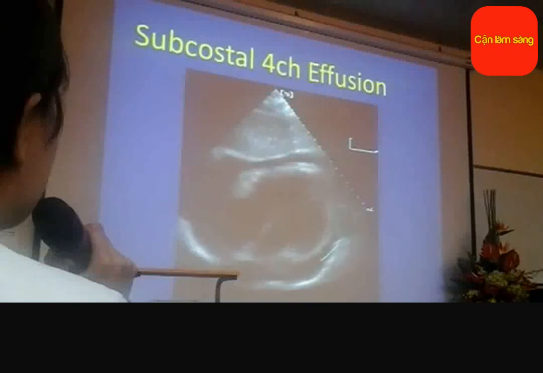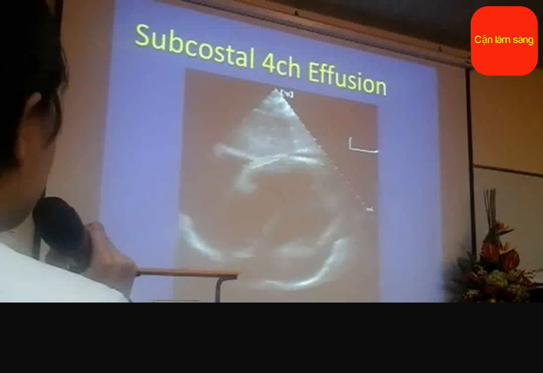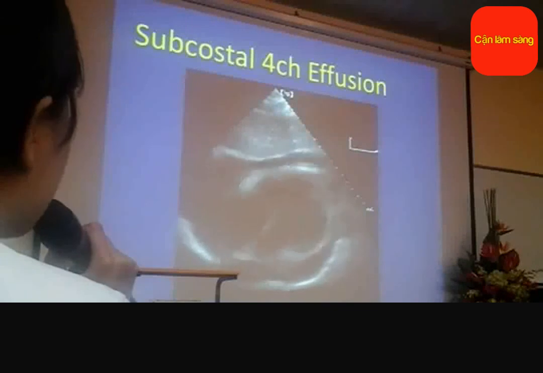And in the subcostal position, besides looking at the IVC, this is the four chambers in a patient with a pericardial effusion.